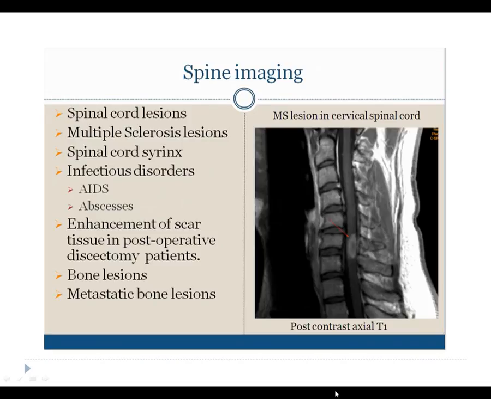MRI contrast agents can be used to aid in the visualization of many different pathologies of the spine, including spinal cord lesions, multiple sclerosis plaques, spinal cord syrinx, and infectious diseases such as AIDS or abscesses. In patients that have had a discectomy, particularly in the lumbar spine area, contrast agents can help distinguish between post-operative scar tissue and a new disc bulge. Lesions in the bone and the metastatic bone lesions can also be visualized post-contrast injection.